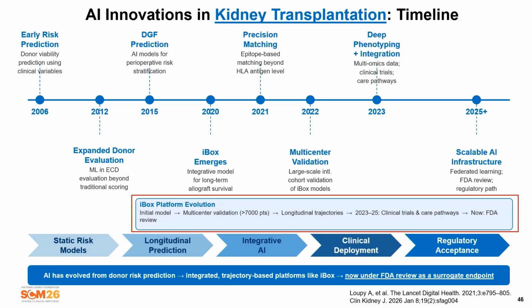So based on Dr. Loupy from Paris Transplant Group, the development of the prediction model of allograft failure has gone from the static risk model in the past to dynamic risk prediction, and iBox, the dynamic risk prediction for allograft failure, has already been validated, as you know, and is now under FDA review. So stay tuned for that.